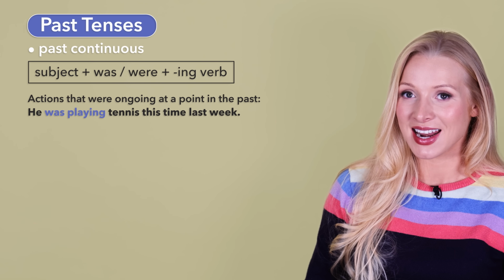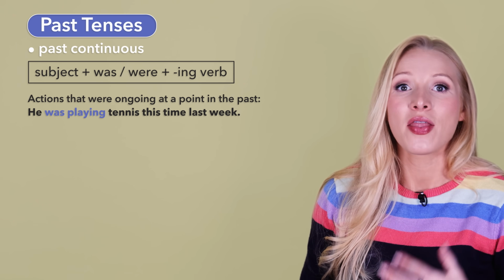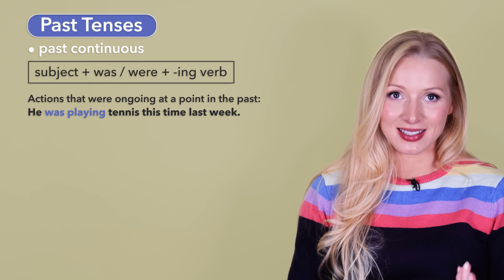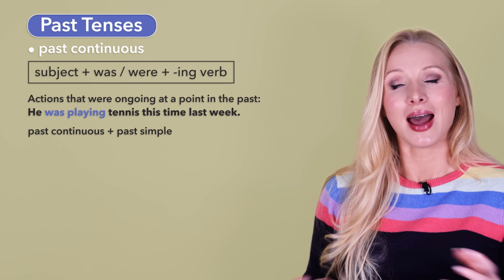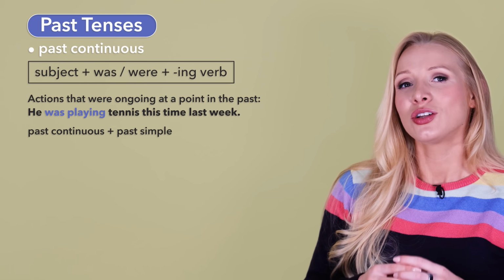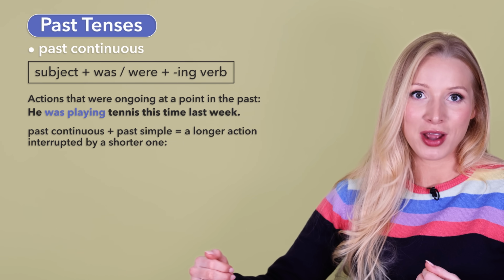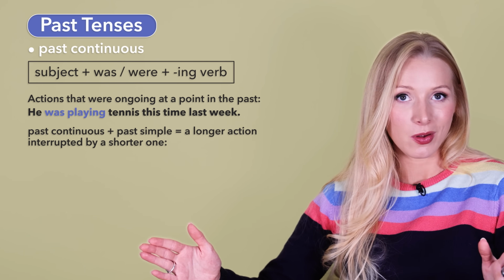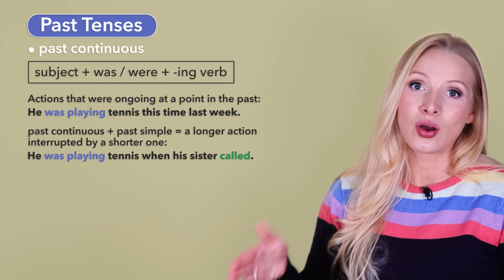He was playing tennis this time last week. He was in the middle of playing tennis at that time. We often use the past continuous and simple together to talk about a longer action interrupted by a shorter one. For example, he was playing tennis when his sister called.